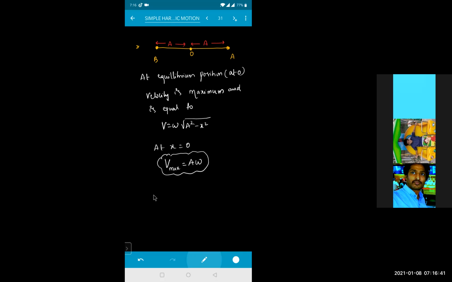Now at extreme position, V will be 0. At extreme position, whether it is positive extreme or negative extreme, at A or B, x will be equal to either positive A or negative A. That means velocity will become, if x is A, a square minus a square, which becomes 0. So velocity of the particle is 0 at the extreme position. These are the things which you should always remember, beta. Is it clear?